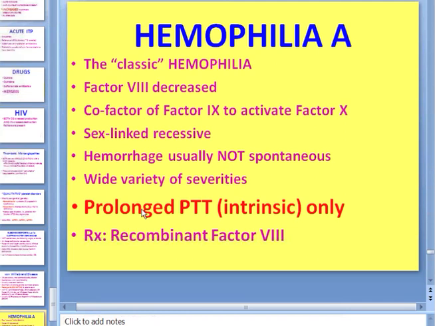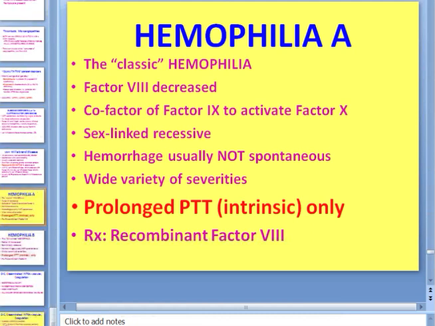And the main test that you want to do to detect hemophilia A, just like B, is the PTT. Remember, that's the thing that measures the intrinsic coagulation side of the equation, the one on the left, the one that is not associated with tissue factor. So a prolonged PTT is a hallmark of hemophilia A. How do you treat it? Well, you can now make a recombinant factor 8, and that's how you treat it.